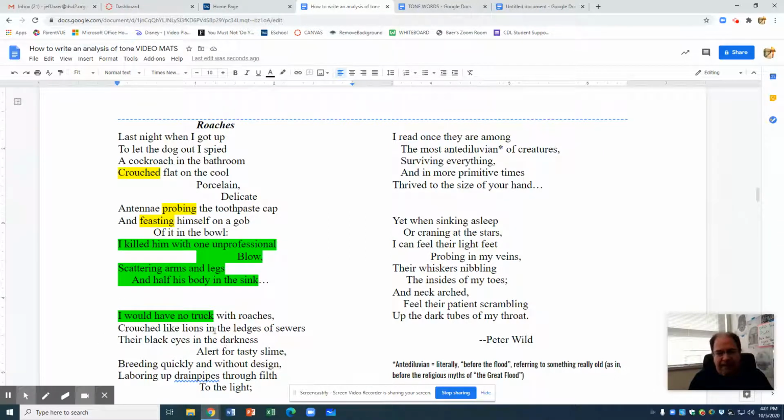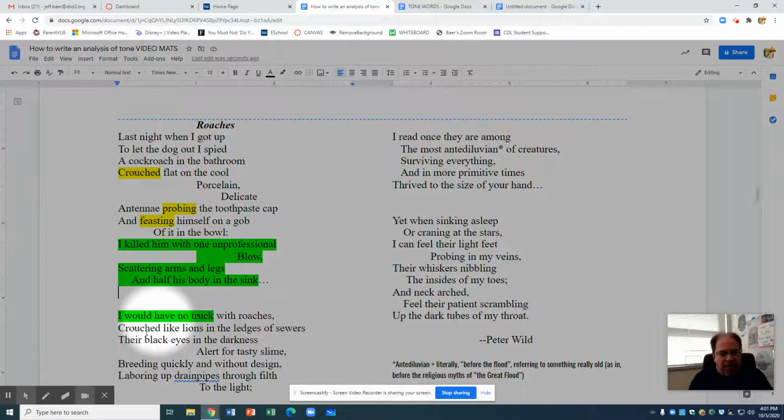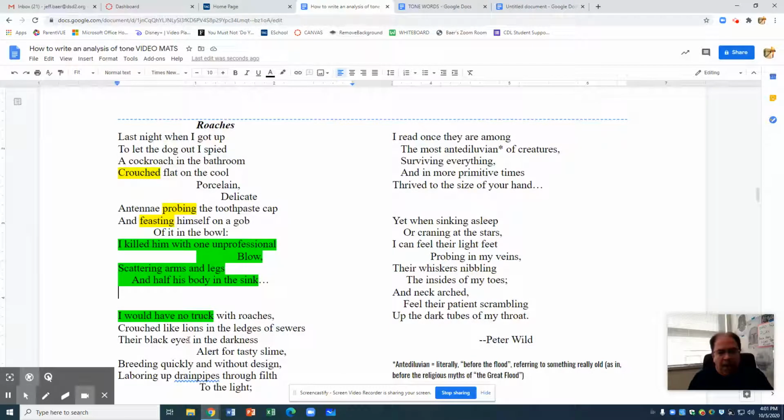Can you find examples in this section right here at the bottom of this first column? Can you see an example of his disgusted tone? Take a second.